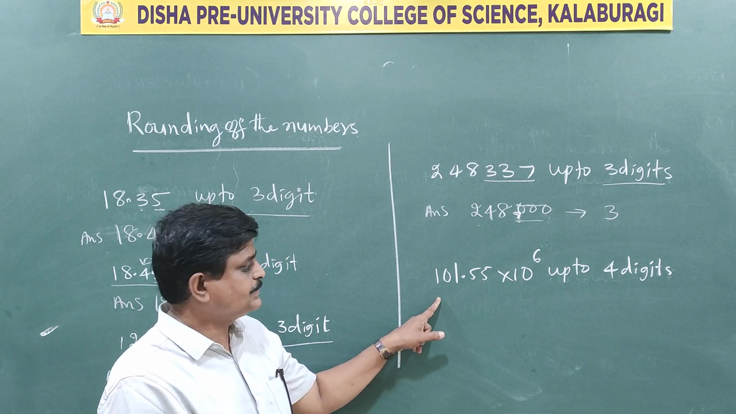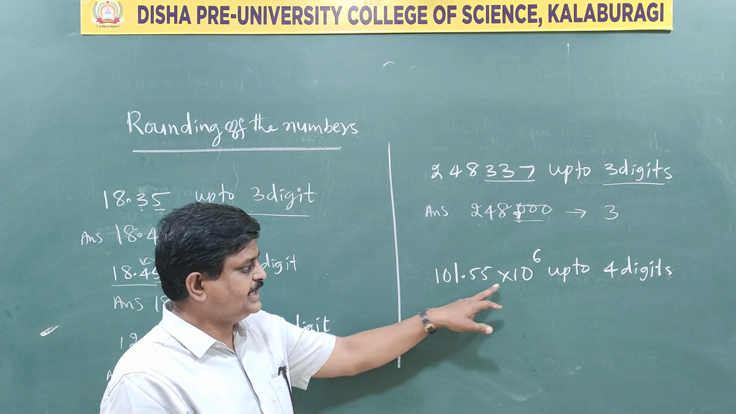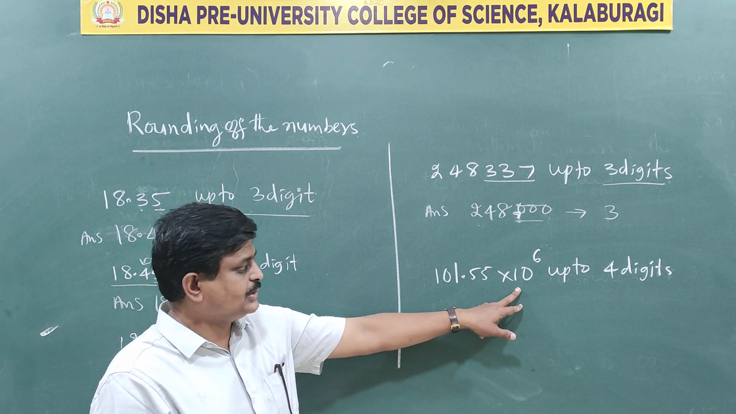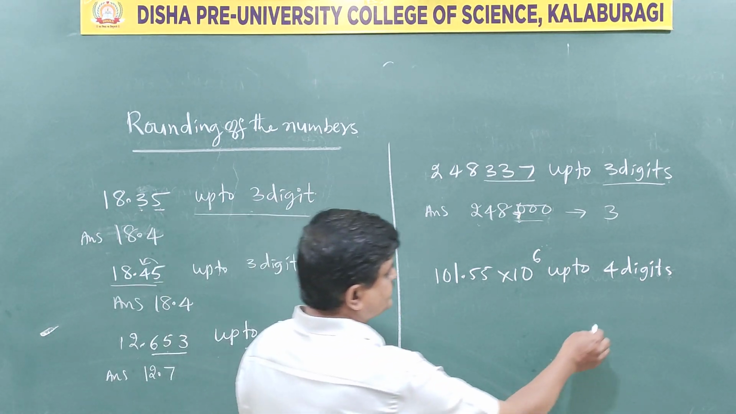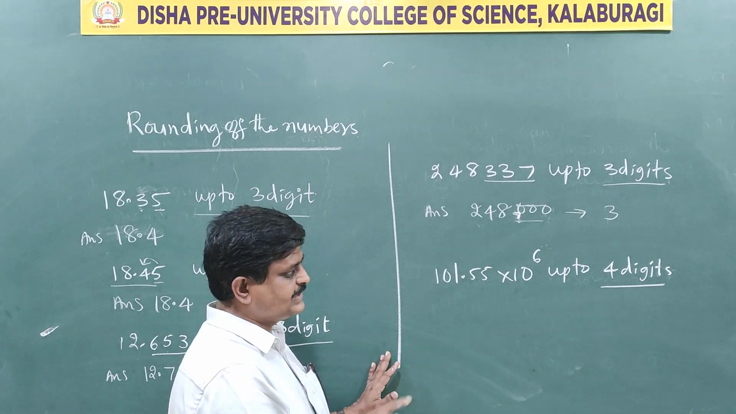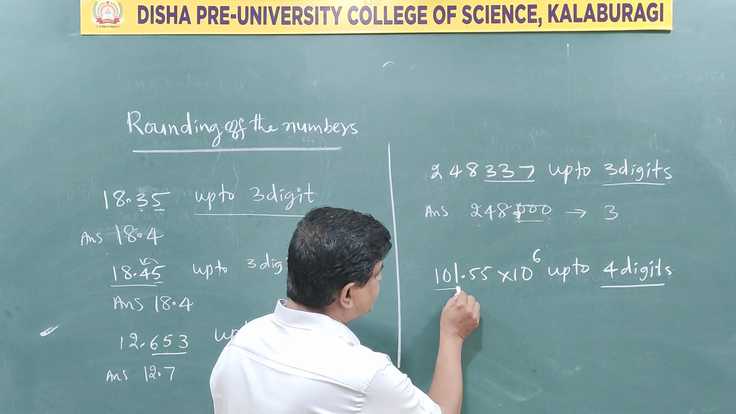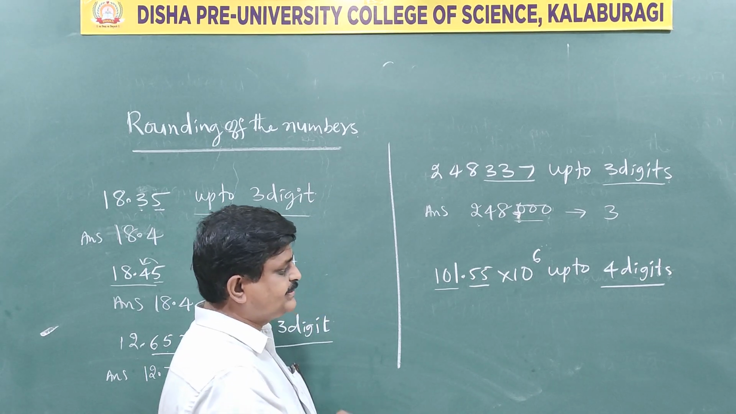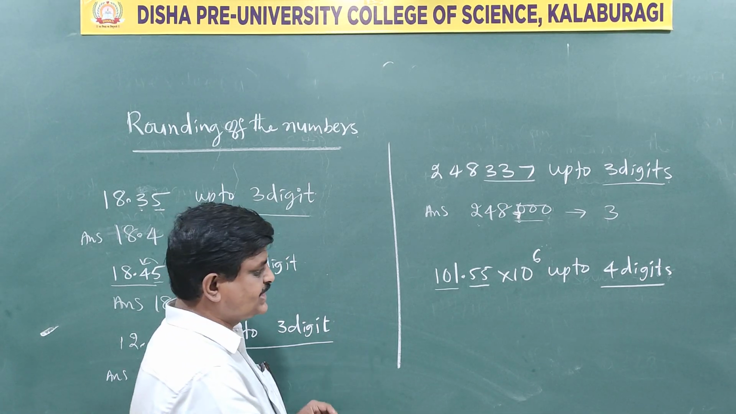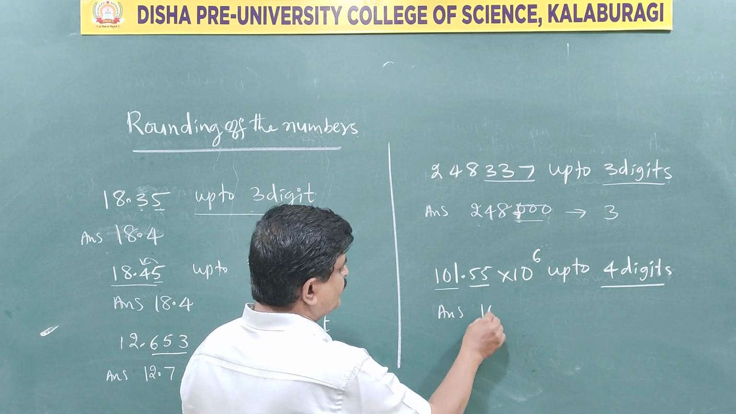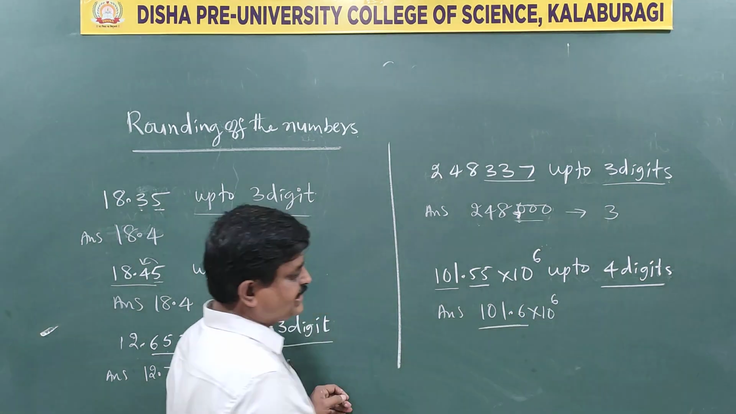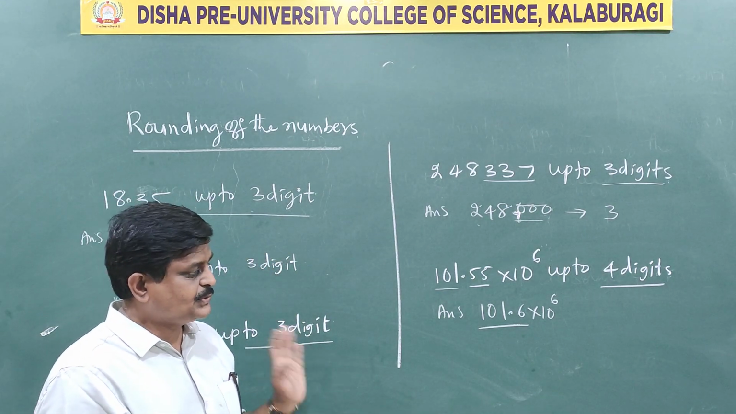Now coming over to the next one. 101.55 into 10 raised to 6. And all of you know that the exponent is not taken into account for significant figures. Now what is the task given here? Round it off to 4 significant figures, that is 4 digits. But here already 3 are there. I have to round the 0.55 to 1. So how should I round? So where is it approaching? Towards the 60. Therefore, your answer would be 101.6 into 10 raised to 6. And now how many significant figures? The number has 4. Okay.